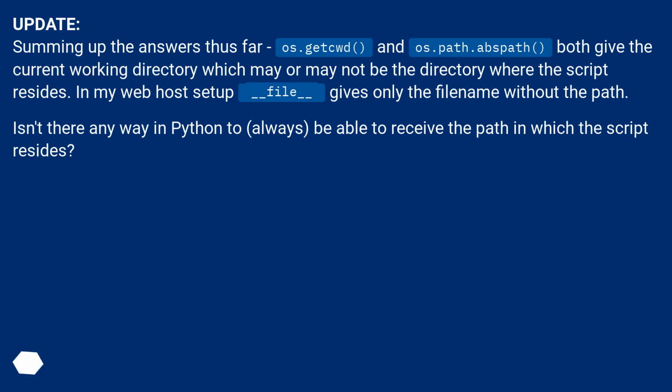Update. Summing up the answers thus far, os.getcwd and os.path.abspath both give the current working directory, which may or may not be the directory where the script resides. In my web host setup, __file__ gives only the file name without the path. Isn't there any way in Python to always be able to receive the path in which the script resides?